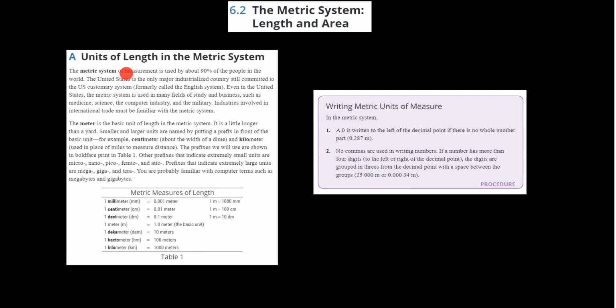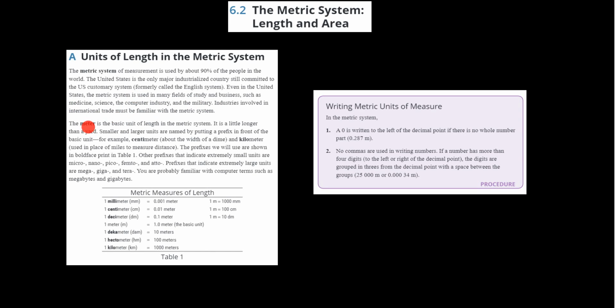So the metric system of measurement is used by about 90% of the people in the world. The United States is the only major industrialized country still committed to the U.S. customary system. Even in the U.S., the metric system is used in many fields of study and business, such as medicine, science, the computer industry, and the military. Industries involved in international trade must be familiar with the metric system.